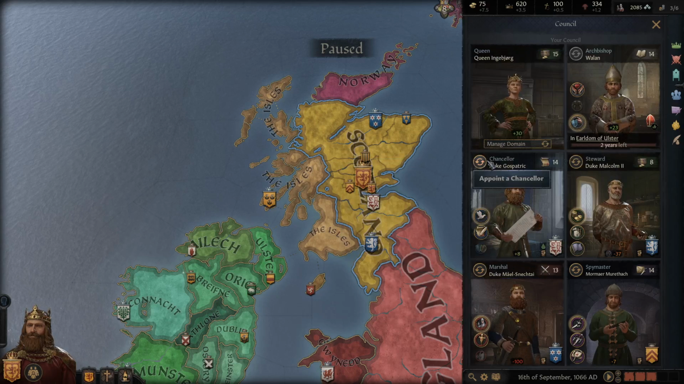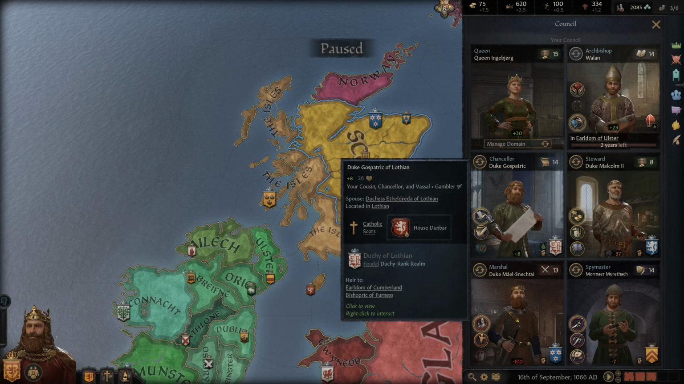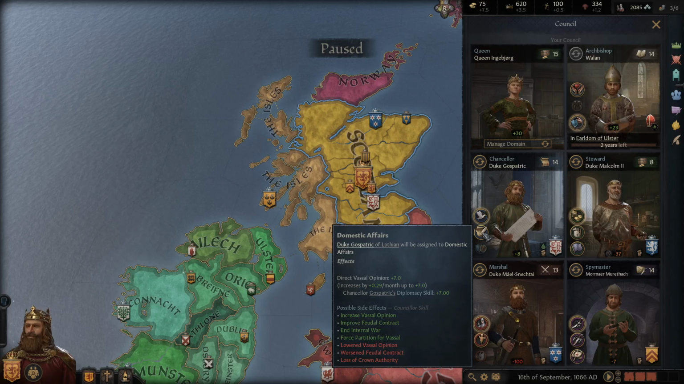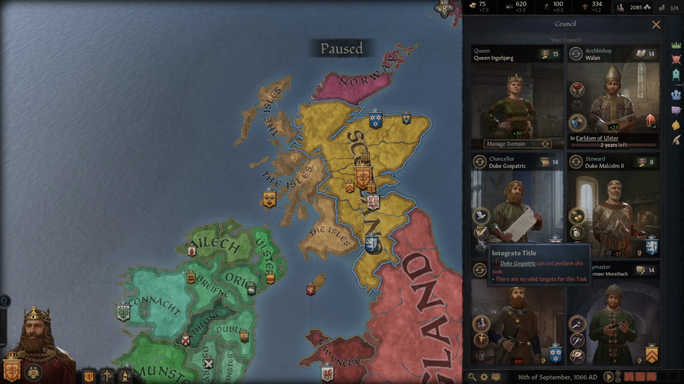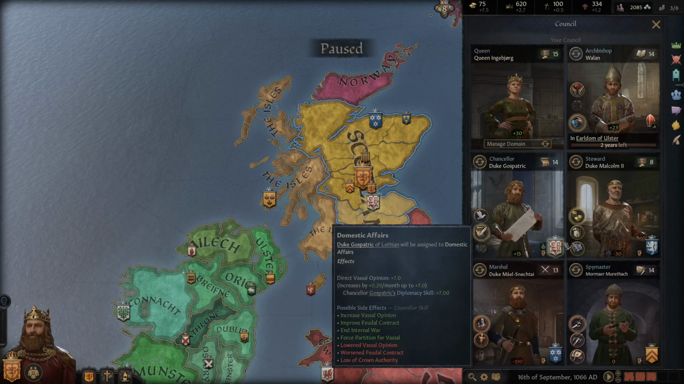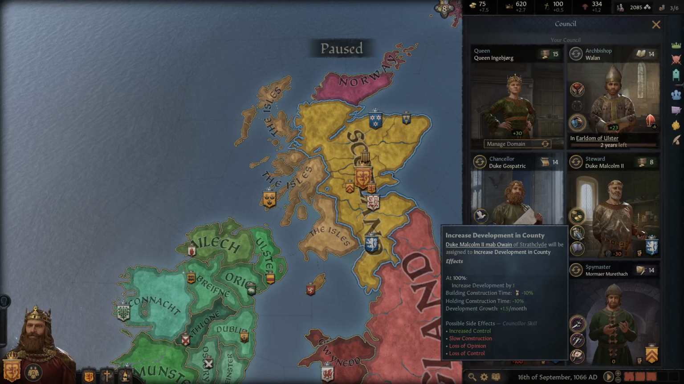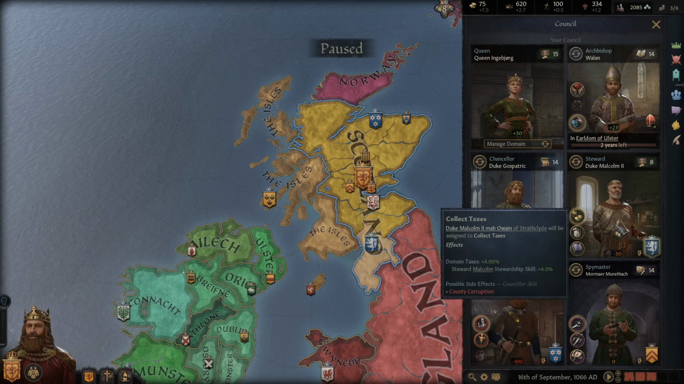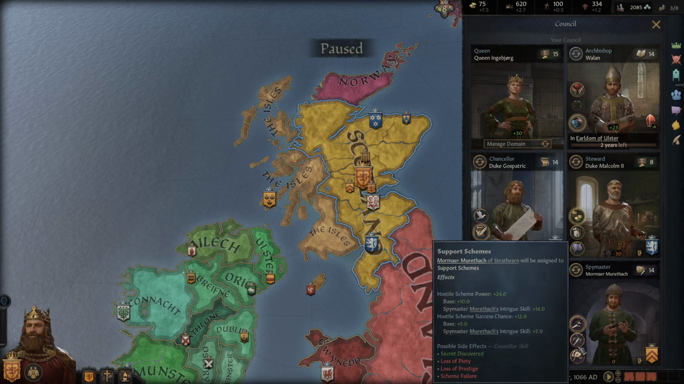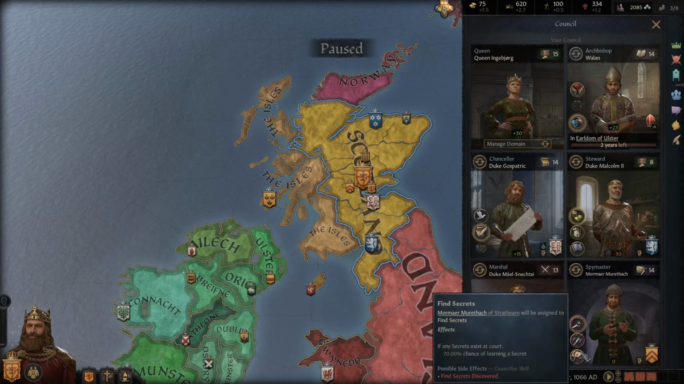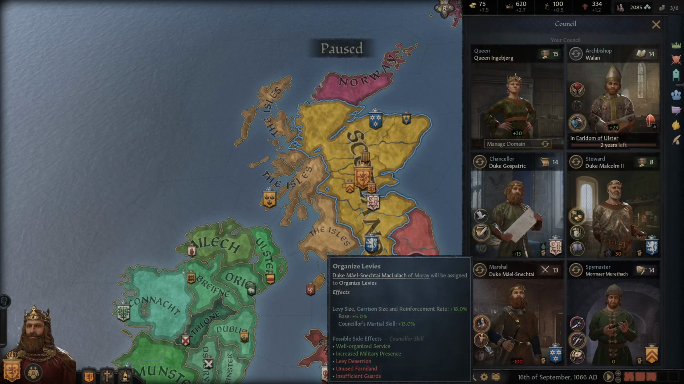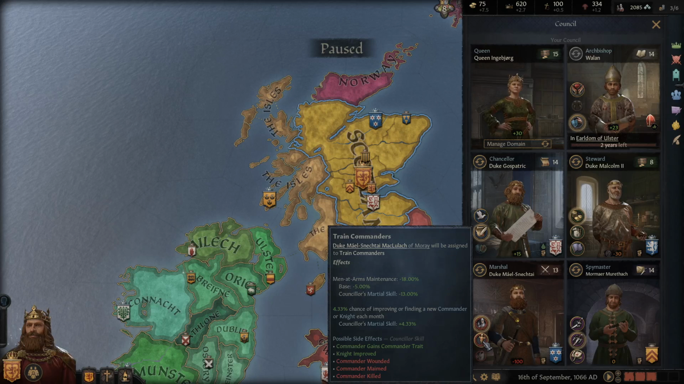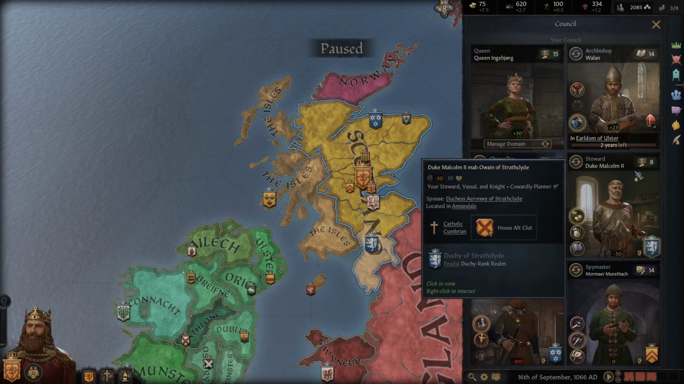Okay, we've got our chancellor here. Let's assign him to... Integrate title. No. To some domestic affairs. My steward, I want you to collect some taxes. My spymaster, I guess just support some schemes for right now. And my marshal, I want you to organize the levies because I don't have any men-at-arms right now.